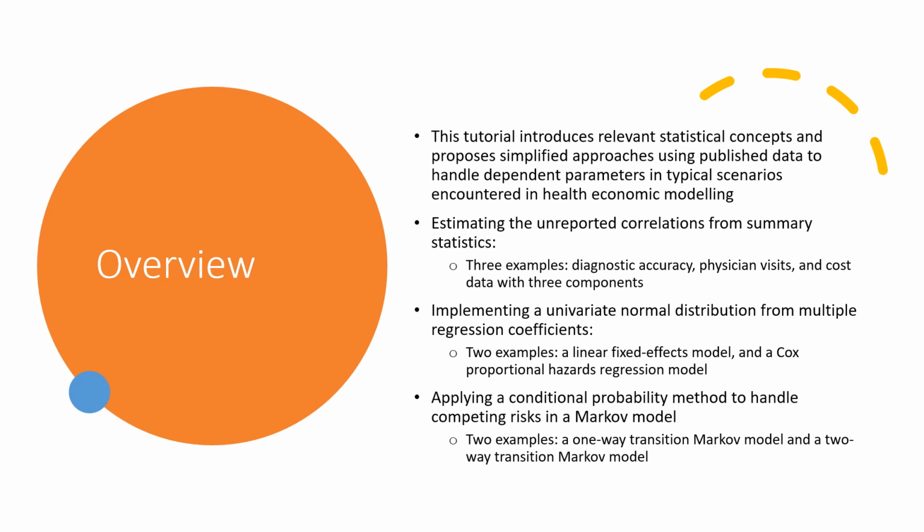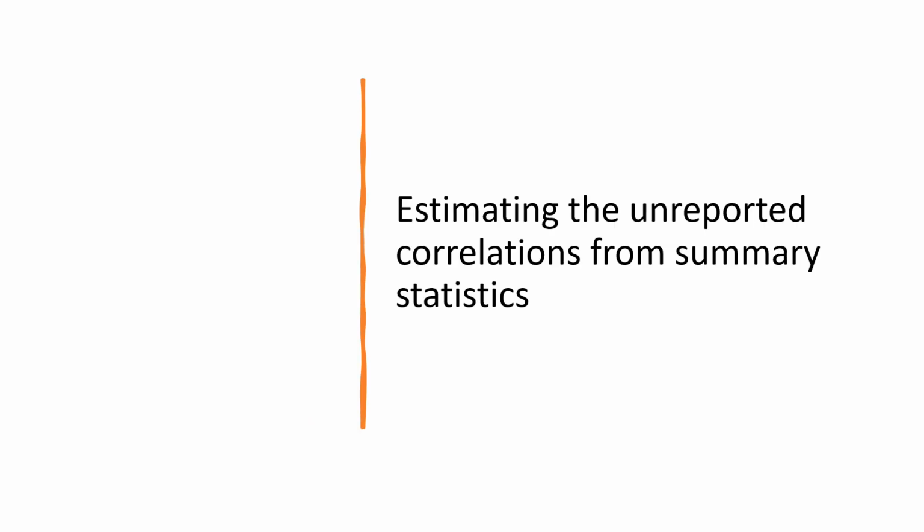This article addresses three areas of modeling dependent parameters. 1. Estimating the unreported correlations from summary statistics. 2. Implementing a univariate normal distribution from multiple regression coefficients. And 3. Applying a conditional probability method to handle competing risks in a Markov model. I will present estimating the unreported correlations from summary statistics.